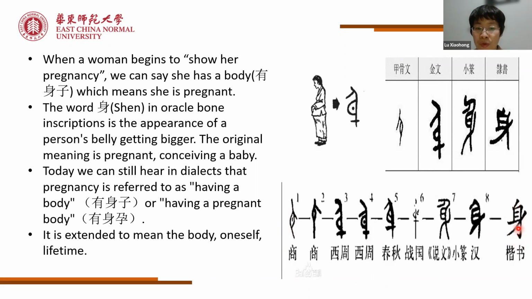So 身 can be used to refer to the body, the whole body, or part of the body, or it can be used to refer to oneself. And also it can be used to refer to a whole life.